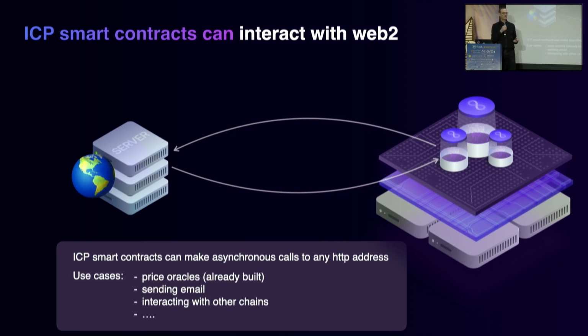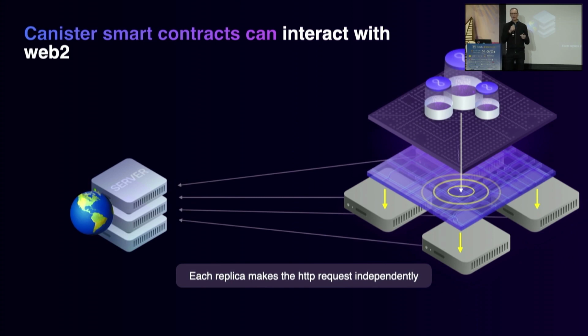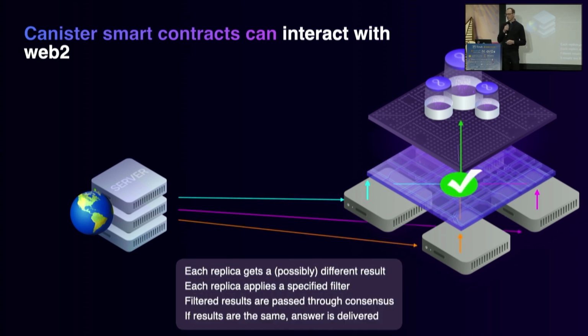Of course, smart contracts using this can also send email, they can interact with other chains, just a ton of applications. I guess imagination is the limit here. How this works under the hood: again, the Internet Computer Protocol provides an API to smart contracts that they can call with the address they want to query. That then goes down to each of the replicas of the subnet that run the smart contract, and they make the call out individually and then get the result back.